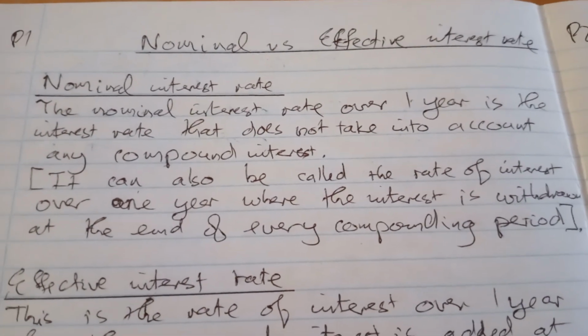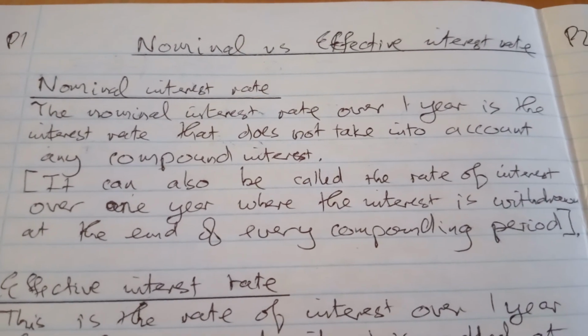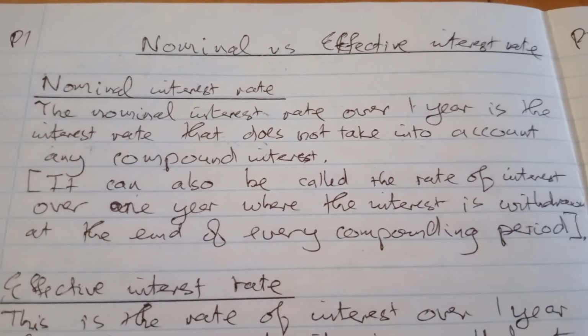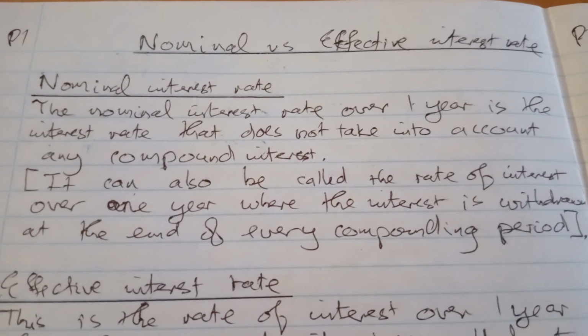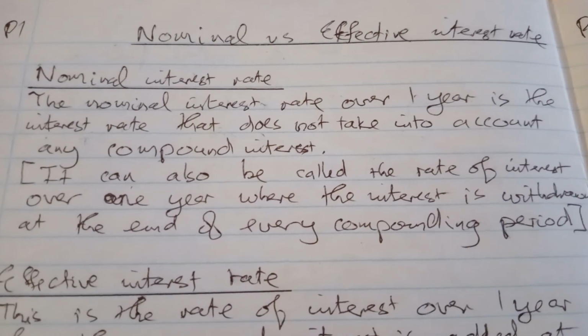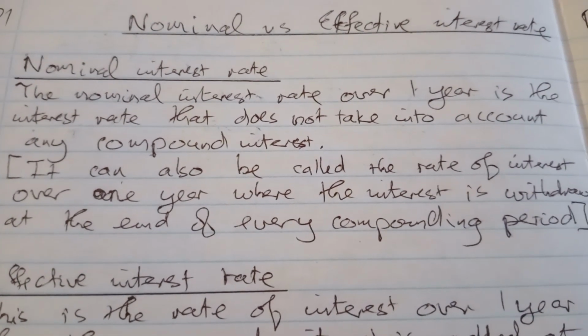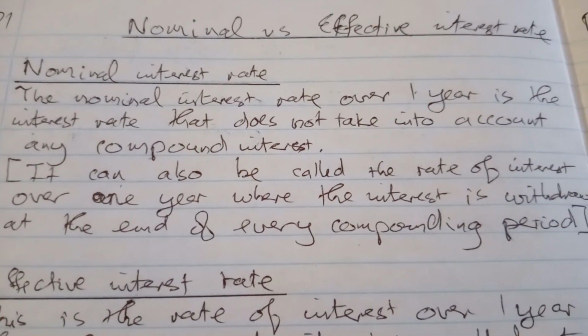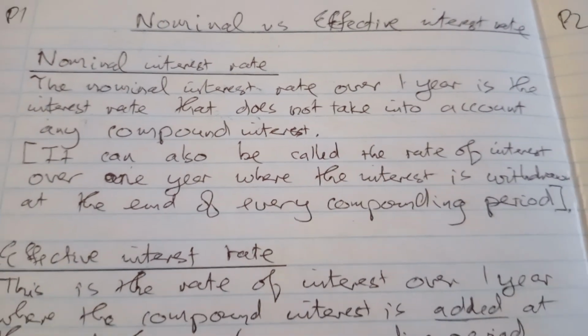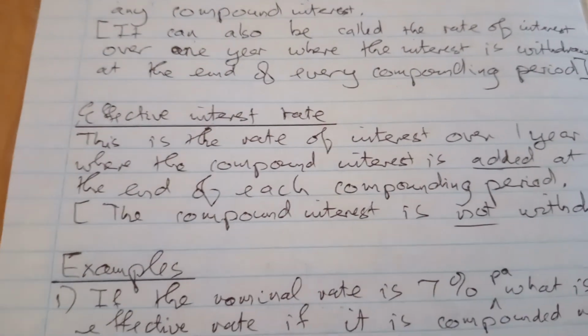The nominal interest rate is the rate over 1 year which does not take into account any compound interest. It can also be called the rate of interest over 1 year, where the interest is withdrawn at the end of every compounding period. So let's look at what is the effective interest rate.